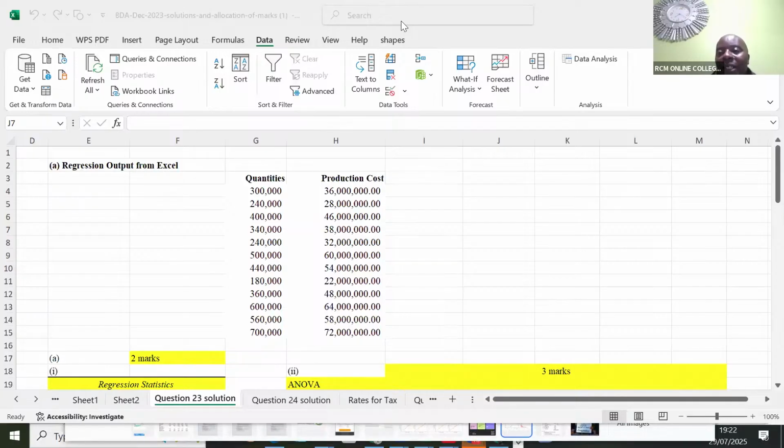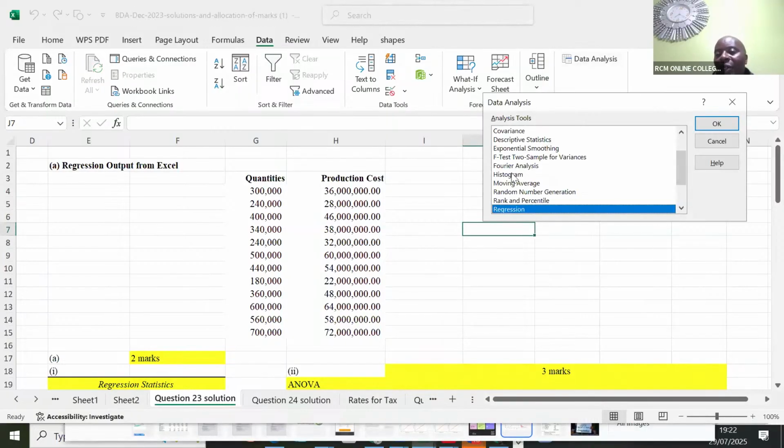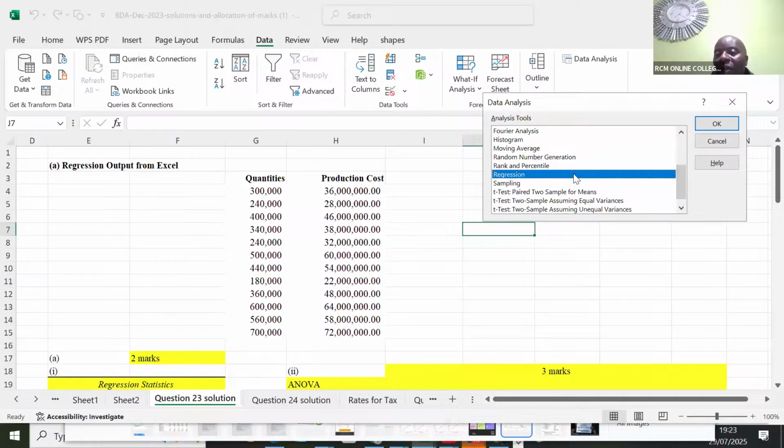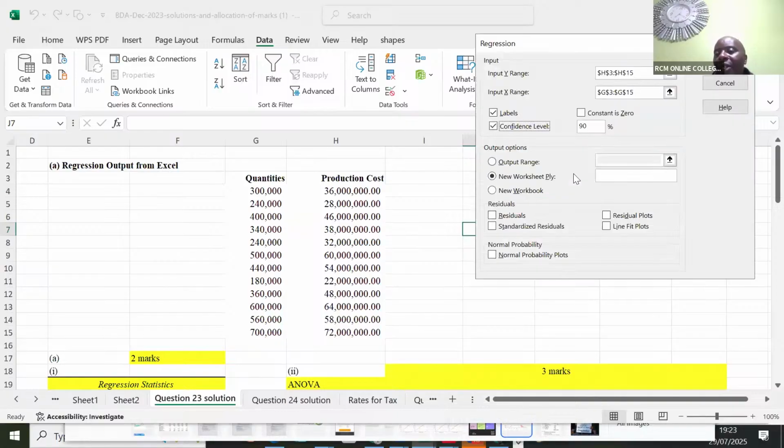So then come and click this. And again, remember we have agreed that production cost is Y, quantity is X. So click on your Data Analysis ToolPak. There are very many tools. Please follow along with this. You click on regression, because you want regression here.